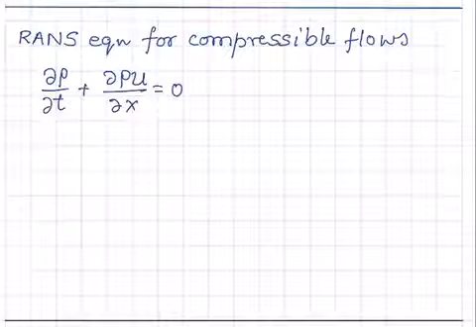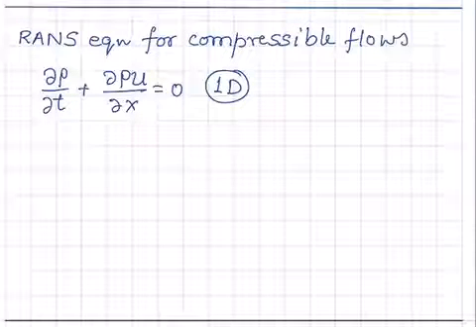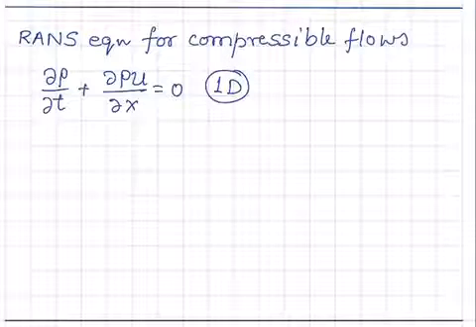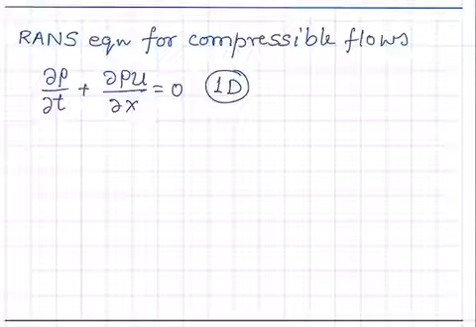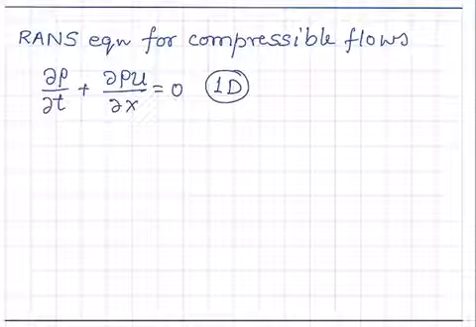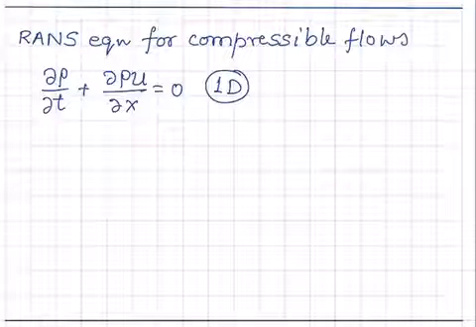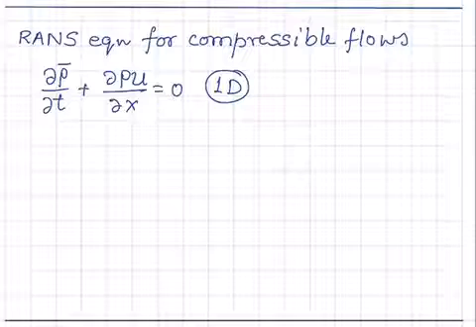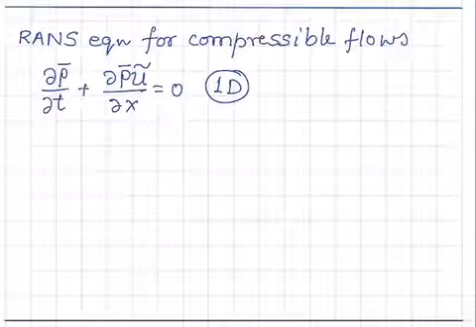I will write it in 1D to keep things simple, and later on tell you how to extend it to 2 and 3 dimensional flows. This is the equation we know for laminar flows. When it comes to turbulent flows, every variable, every quantity is unsteady and fluctuating. We take the mean, so rho becomes rho bar, the mean density, and U becomes U tilde.